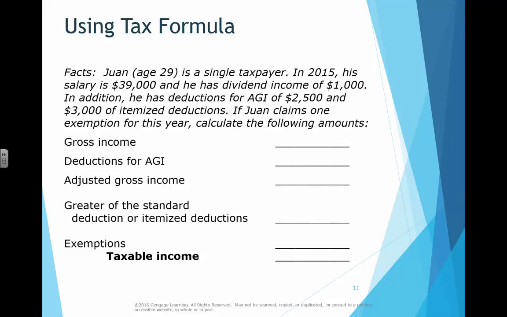What do you guys have for AGI? 38,400. Okay, so gross income's 40,000, right? 39 plus 1? Dividend income, yep, minus 2,500, so AGI should be 37.5. Do y'all need a couple more minutes? I want you to work all the way through it.